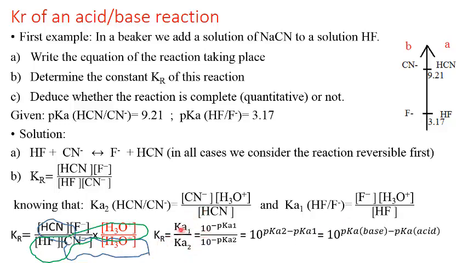Mathematically, we can replace Ka1 by 10 to the power minus pKa1 and Ka2 by 10 to the power minus pKa2. Mathematically, when this one goes to the numerator, the minus becomes plus, so it would be 10 to the power pKa2 minus pKa1. What is pKa2?